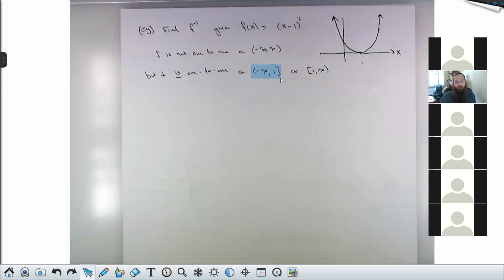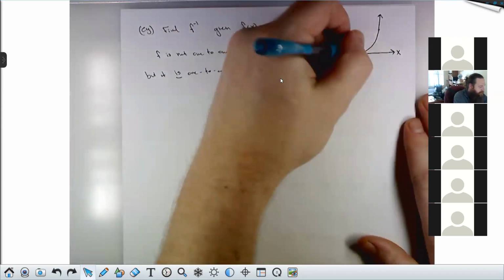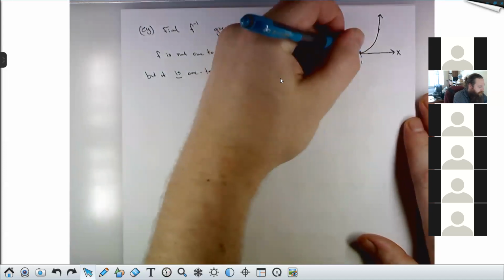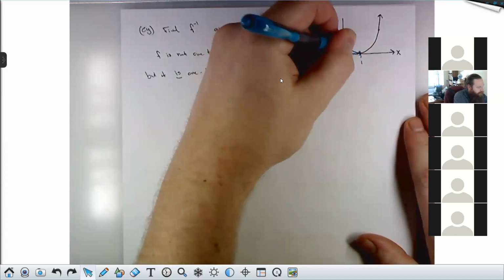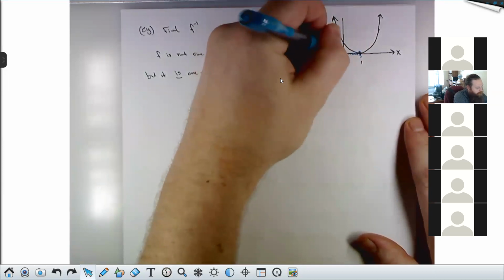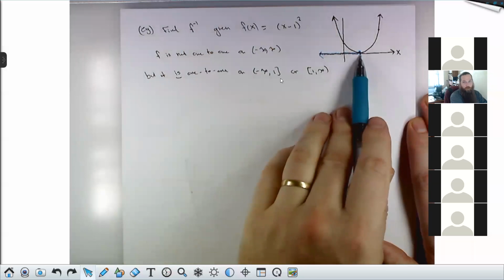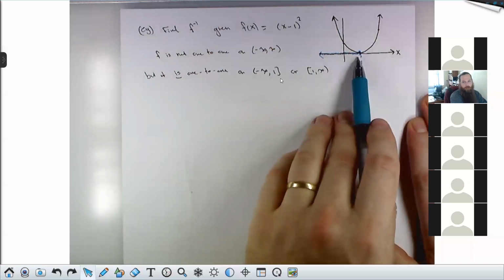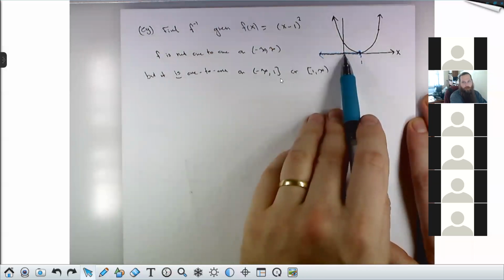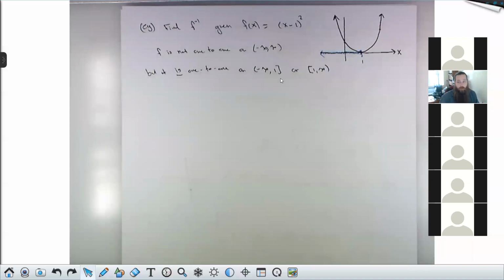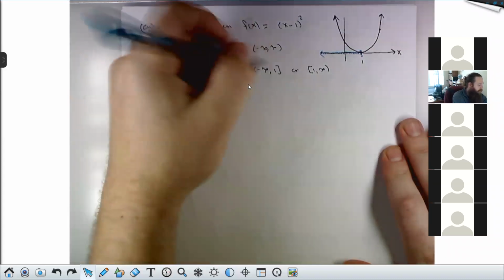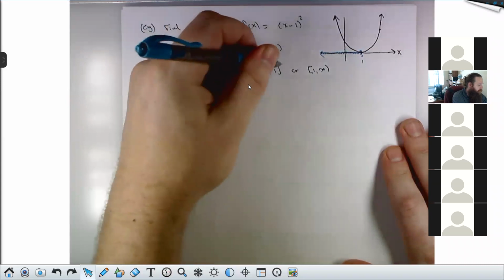Suppose I choose this guy. I'm going to hold on to this piece, everything over here. I'll tell you my rule. I like to choose the domain restriction that includes 0. Right, so if I took 1 to infinity, that wouldn't include 0. But if I take negative infinity to 1, that does include 0. It's just a personal thing, but you're allowed to choose the domain restriction you want. So I'm going to take this guy, and on that domain, I will find the inverse.